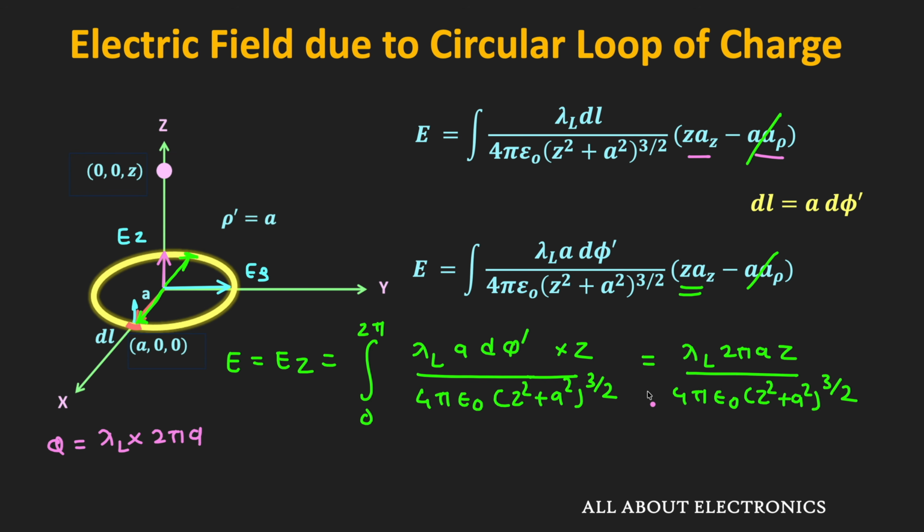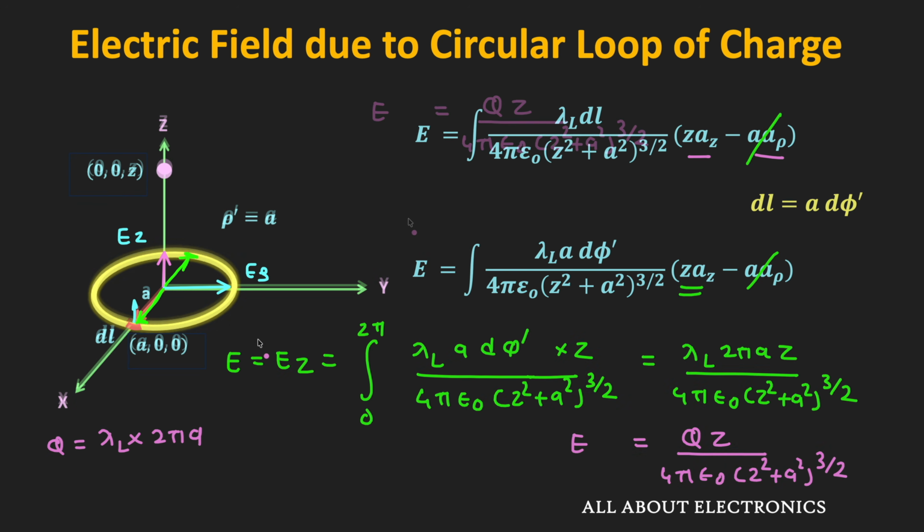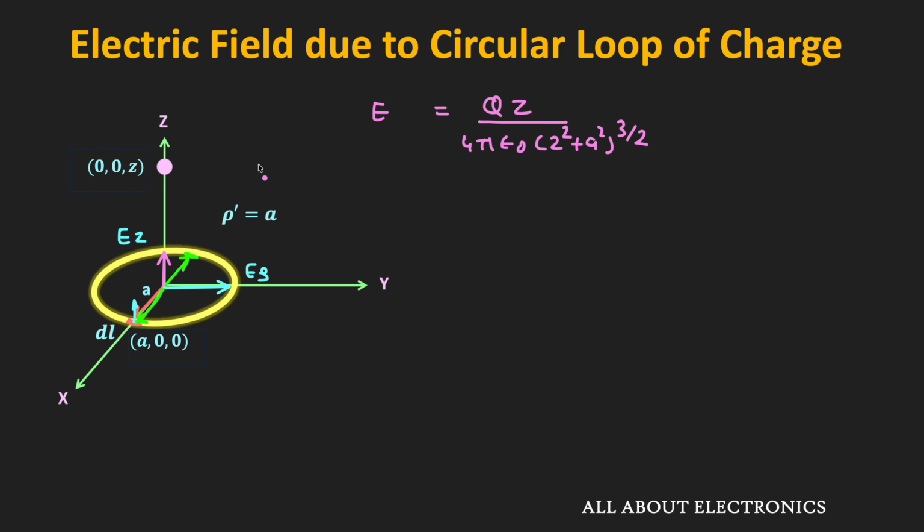So here we can say that this expression is equal to Q times z divided by 4 pi times epsilon naught times (z square plus a square) raised to 3 by 2, where Q represents the total charge of this circular loop. So in this way, we got the expression of the electric field intensity for this circular loop. That means this is the expression of the electric field intensity at our observation point due to the circular loop of charge. Now, for the circular loop of charge, let us see some special cases and find out for such cases how to find the electric field intensity.